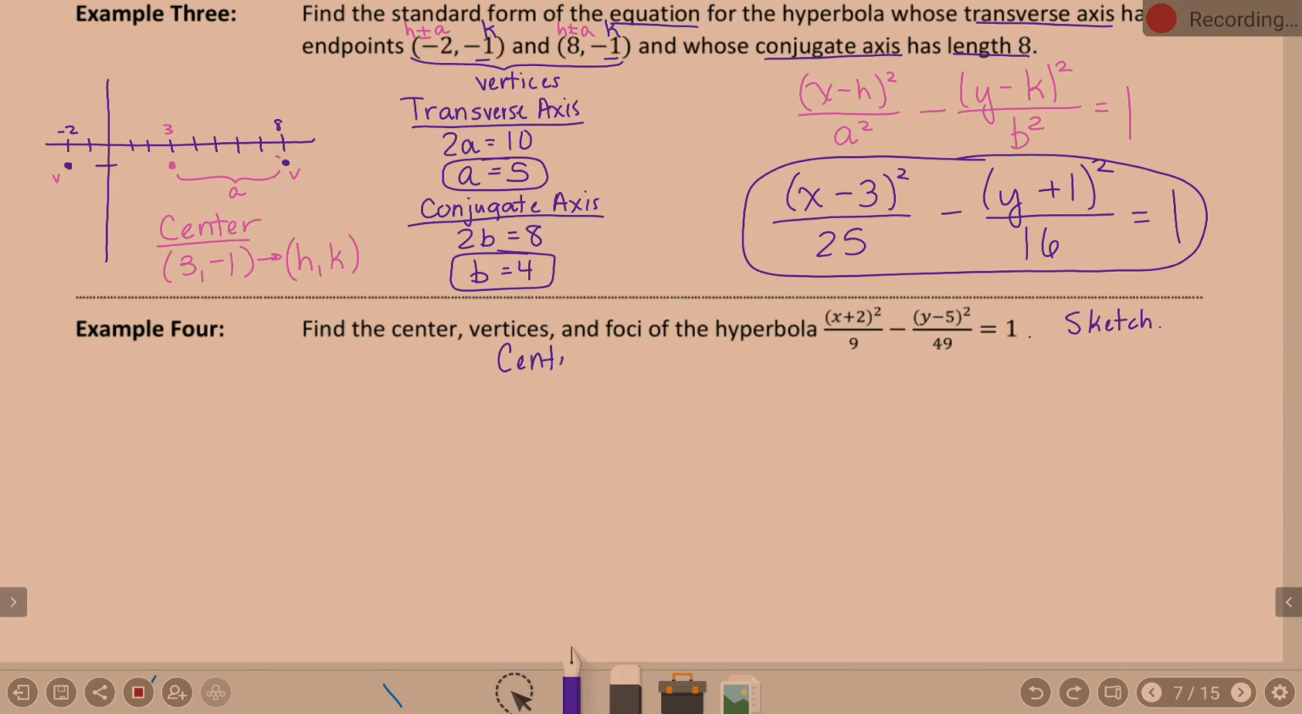My center, as always, is HK. And here's the deal. We haven't even talked about which column that is, and it doesn't matter because H always comes from your X. So if this is X plus 2, then we're going to use negative 2. K always comes from your Y. So if this is Y minus 5, then we're going to use positive 5. So my center is indeed negative 2, 5. Okay, what else?